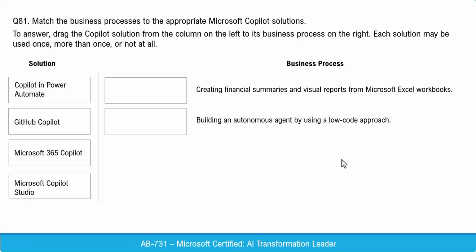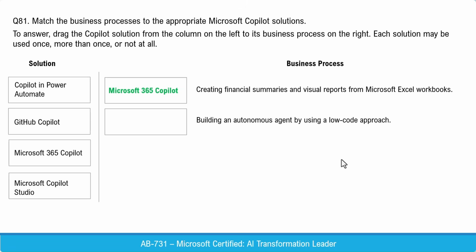Let's match each business requirement to the correct Copilot solution. See, the first requirement is creating financial summaries and visual reports from Microsoft Excel workbooks. This is a productivity use case within Excel. So the correct answer is Microsoft 365 Copilot.